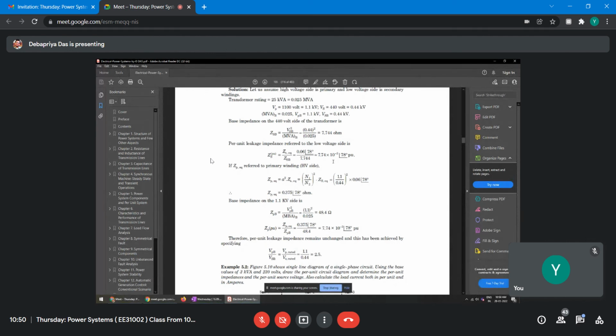So whether referred to the low voltage side, this value, or whether referred to the high voltage side, this value, it remains same in per unit. Therefore, per unit leakage impedance remains unchanged and has been achieved by specifying this. The primary side voltage base by secondary side voltage base is equal to VP rated upon VS rated, equal to 2.5. This has to be retained, right? So this way, whether it is referred to primary or referred to secondary, per unit values will remain same for a transformer, right?